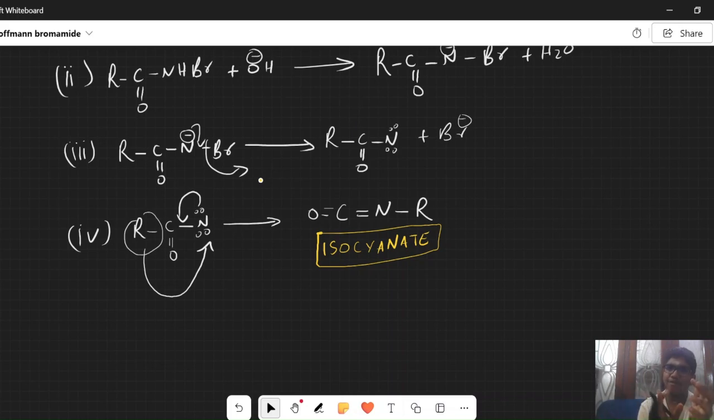So 3 and 4 both cannot simultaneously be the rate determining steps. Only one can be the rate determining step, and a lot of discussion has gone into this. Now anyway, I'll just complete the mechanism and we'll go into the evidence for the mechanism. Now the fourth step, we know isocyanate is formed, and upon further hydrolysis, H2O.